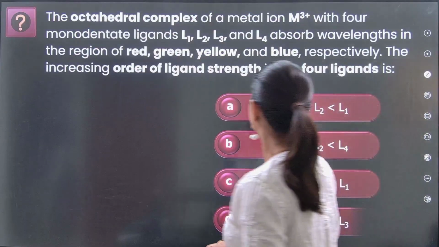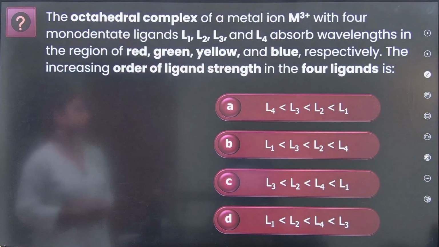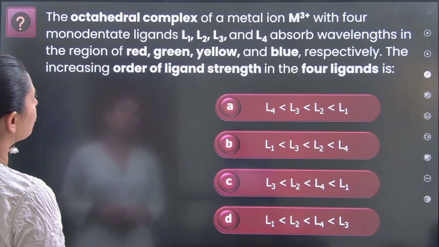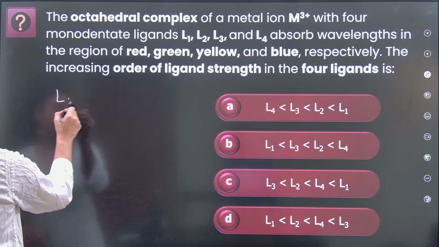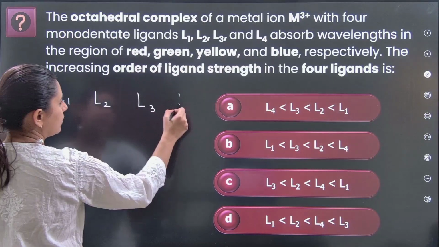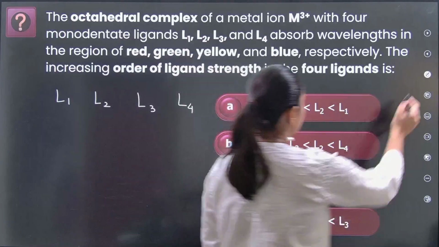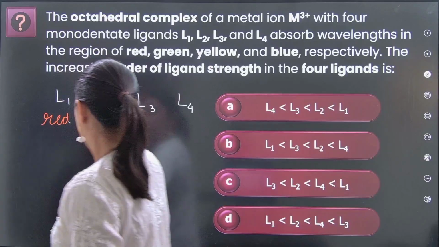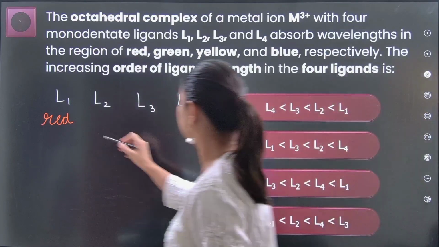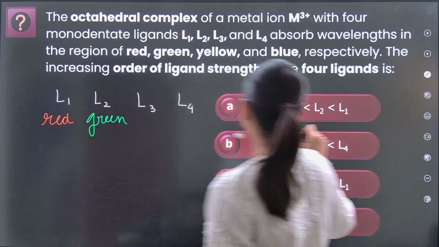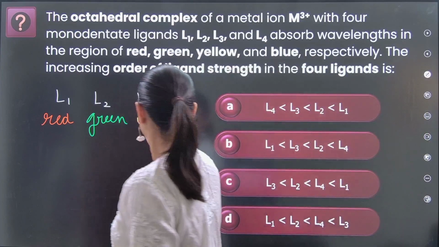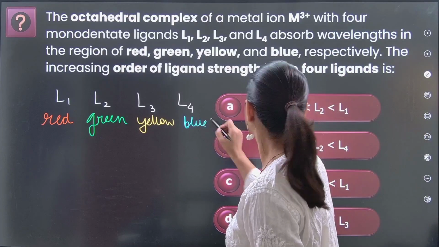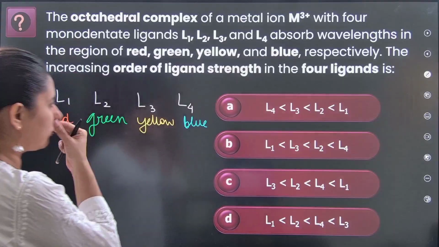Okay, try this one. Octahedral complex of a metal ion M3 plus with 4 monodentate ligands. There is L1, there is L2, there is L3, there is L4. They absorb different colors. There is red, there is green, there is yellow, and there is blue. Okay, great. Respectively, the increasing order of the ligand strength.